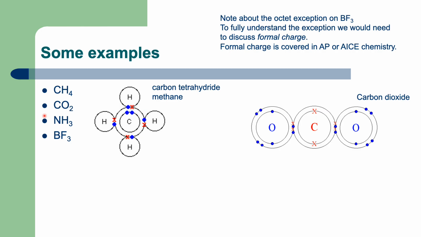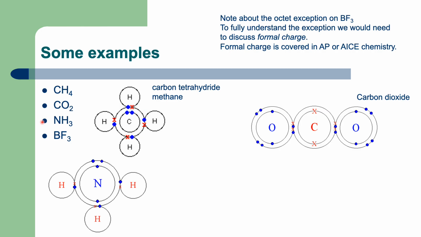Our third example, NH3, nitrogen trihydride or ammonia. Our nitrogen is contributing the blue dots, and our hydrogen is contributing the red X. Again, hydrogen can only have 2 electrons in its outer shell, which is represented here for each one of those hydrogens. And then the nitrogen, there's 2, 4, 6, 8 around the outer ring for nitrogen.